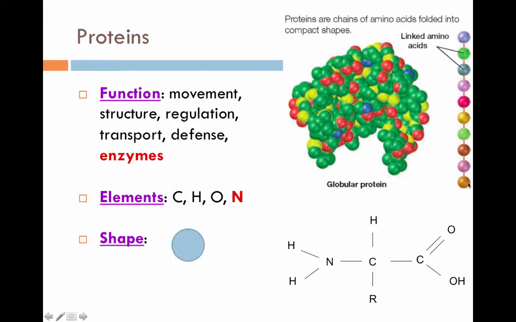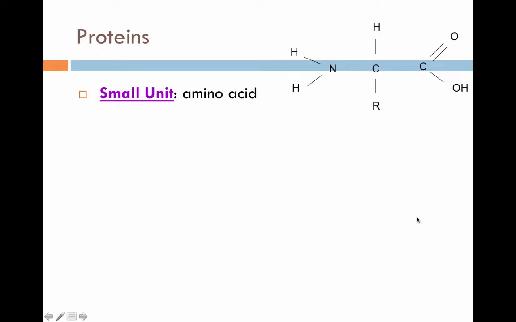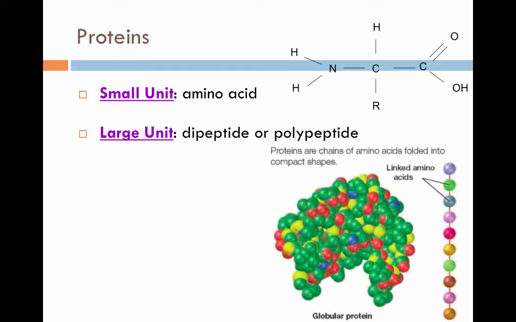So if you see these chains of circles, this is a chain of proteins, a bunch of different proteins stuck together. The smallest unit of a protein is called an amino acid, and 2 amino acids stuck together is called a dipeptide. 3 or more amino acids stuck together are called a polypeptide. I remember this the same way I remember carbohydrates. Di means 2, poly means 3. So it must be 2 amino acids stuck together, and this one's 3 amino acids stuck together.